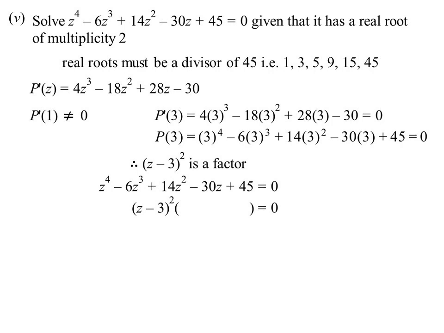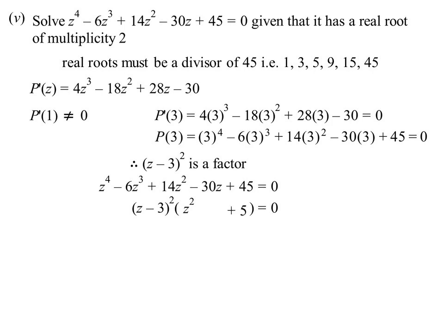What is the other factor? So z minus 3 squared. I know I have to end up with z to the power of 4. Therefore, that must be z squared. Constant times the constant gives me the constant. My constant, remember, is not negative 3. It's negative 3 squared. So it's 9. 9 times what is 45? 9 5s are 45.